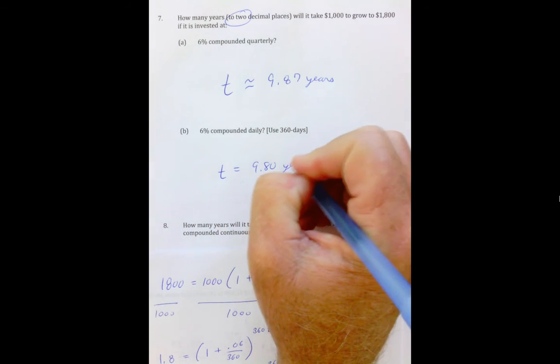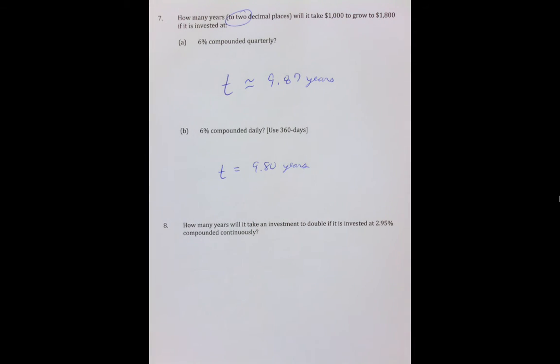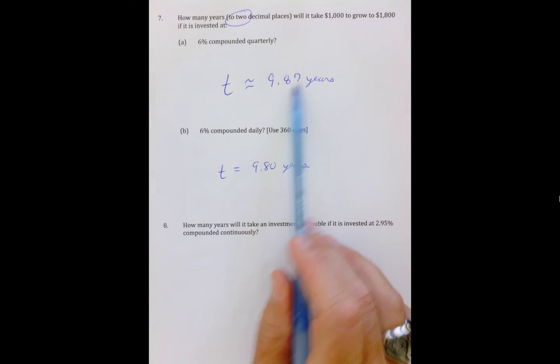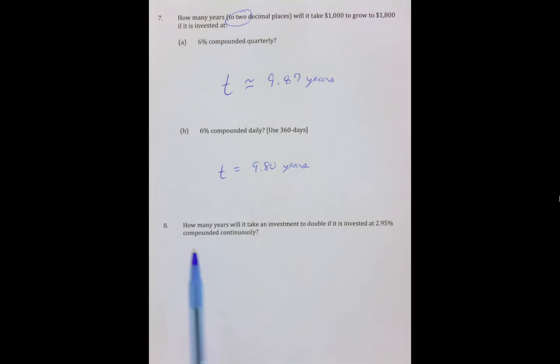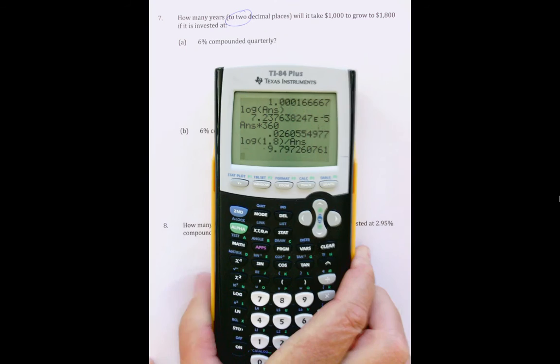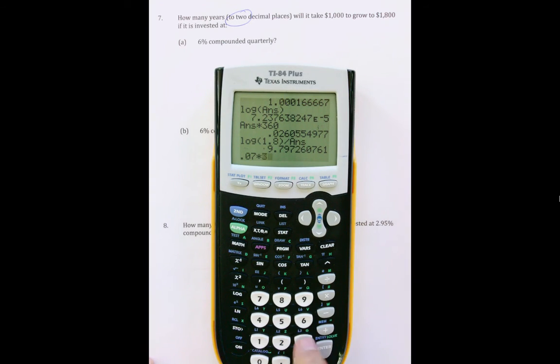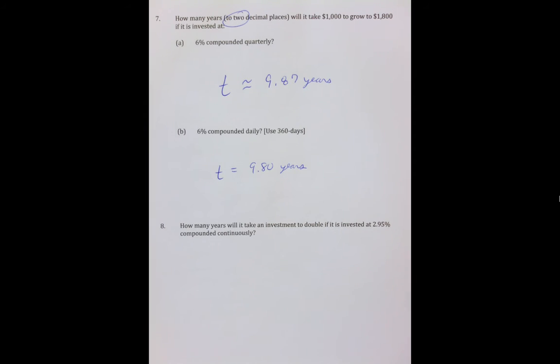So just a little bit quicker. As the compounds go up, you're going to get more money. So it's going to double a little bit quicker, but only 7/100ths of a year. So don't get all torn up. It's 7/100ths of a year, and there's technically 365 days in a year. So it's almost a month. It's going to grow to $1,800 more quickly, about 25 days.